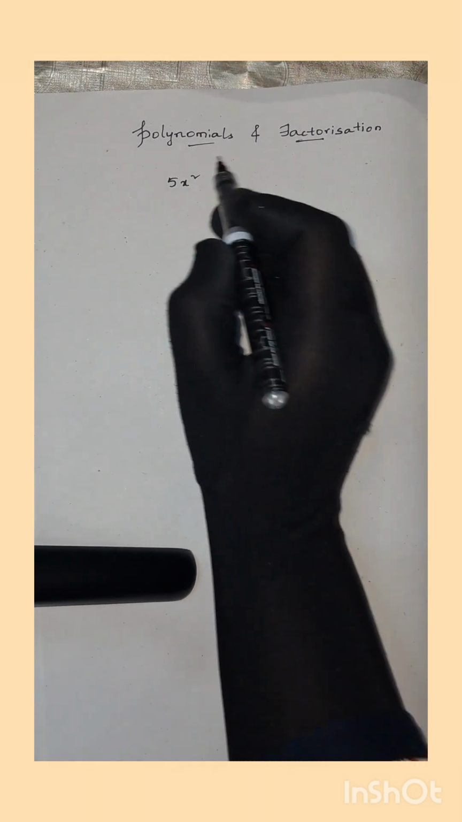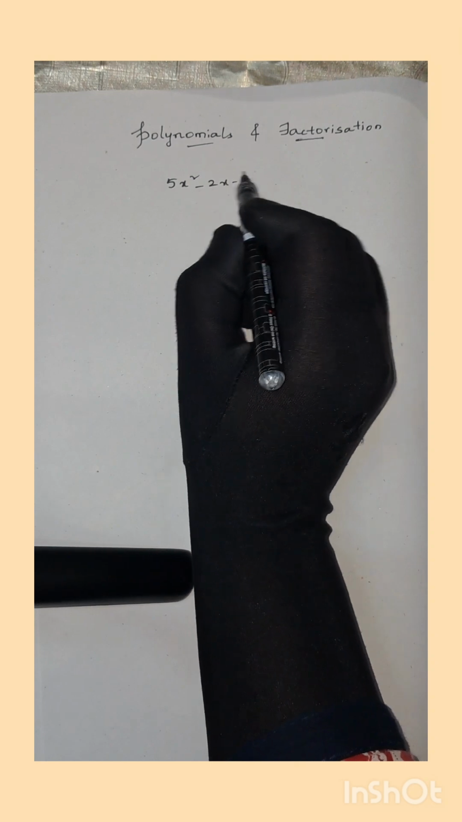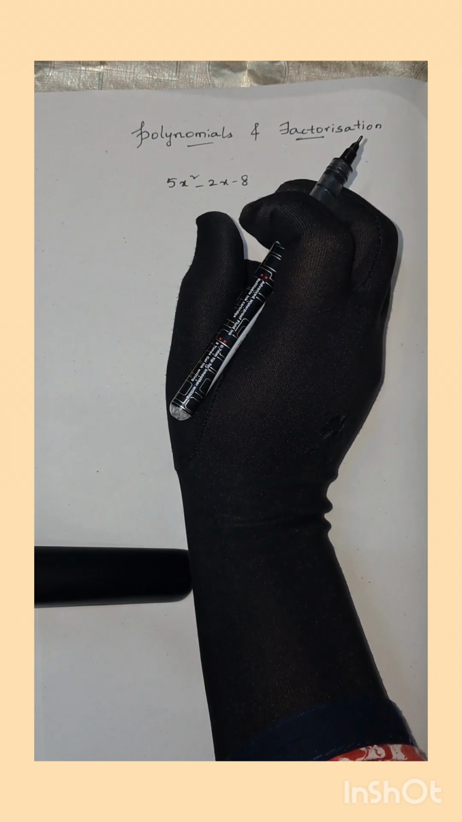Polynomials and factorization. So first we need to understand what is a polynomial. A polynomial is nothing but an algebraic expression in which the variables involved have only non-negative integer powers. For example, 5x square minus 2x minus 8. Here you can see that all the powers are positive. So an expression with non-negative integer powers is called a polynomial.